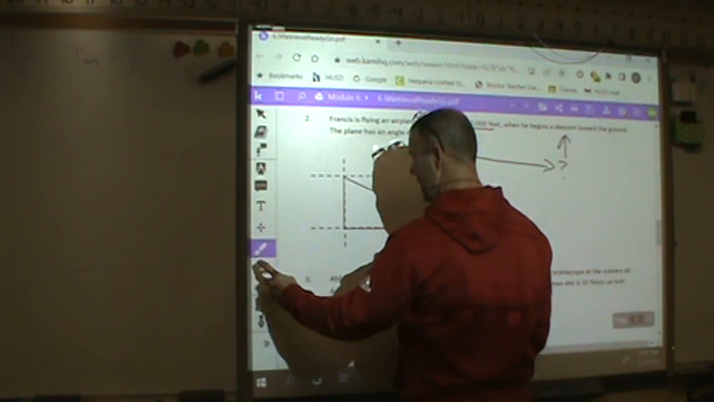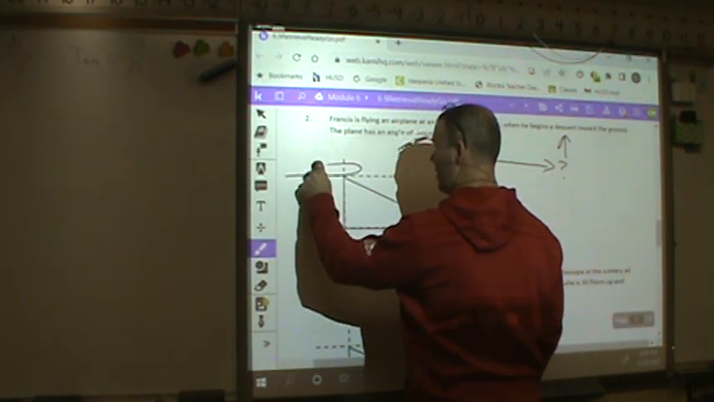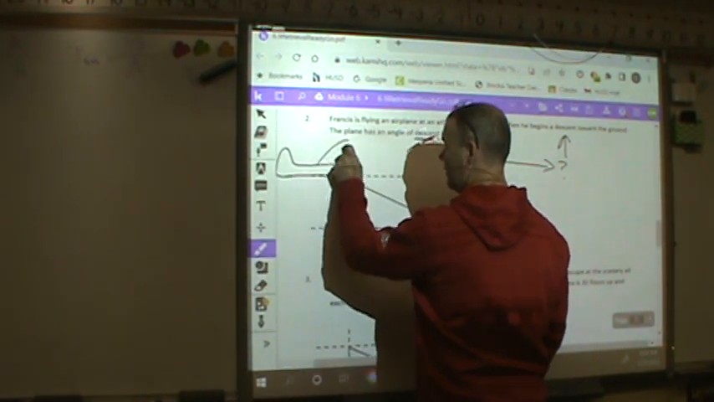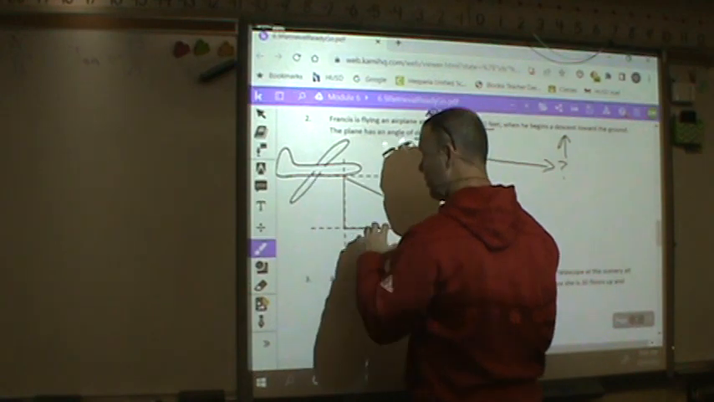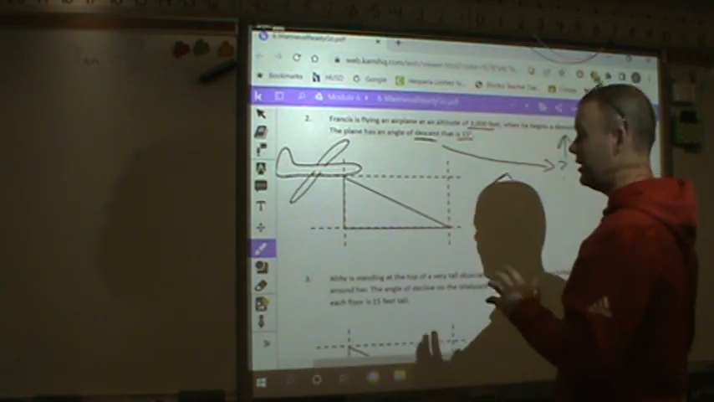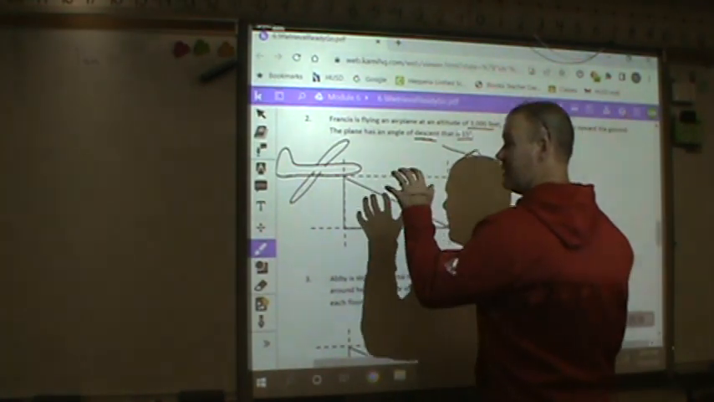All right, so yes, I am going to do this here. Here's my airplane. Go ahead and laugh. It's okay. My stick figures are horrible. But again, the diagram is reference.